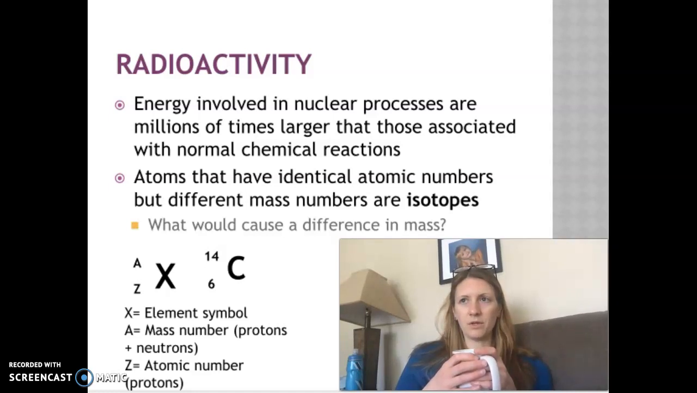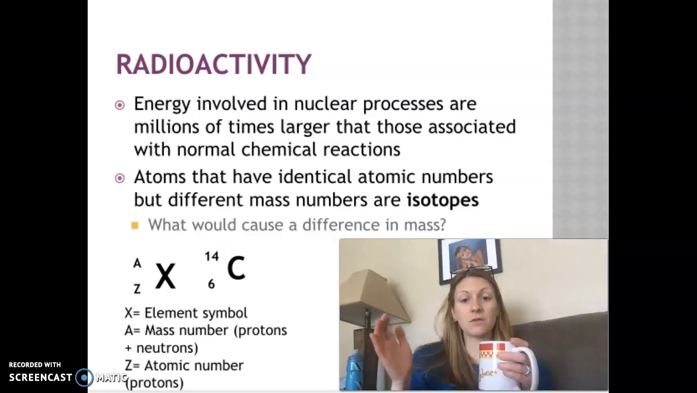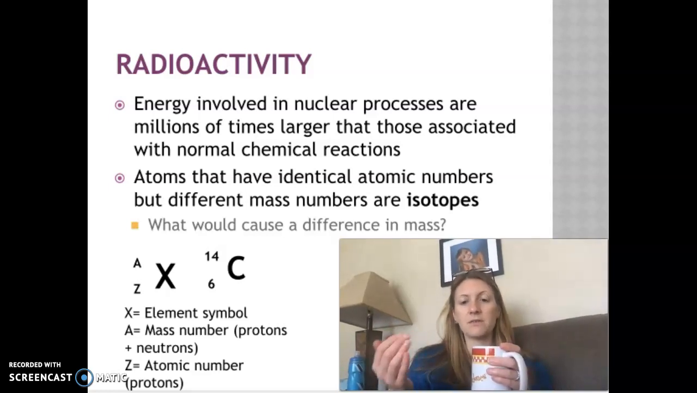So when we talk about nuclear reactions, we also have to think of the word isotopes. You've heard this one before, but as a reminder, isotopes are a chemical that has the same identity, so the same number of protons, but a different mass. What would cause that difference in mass would be the number of neutrons.